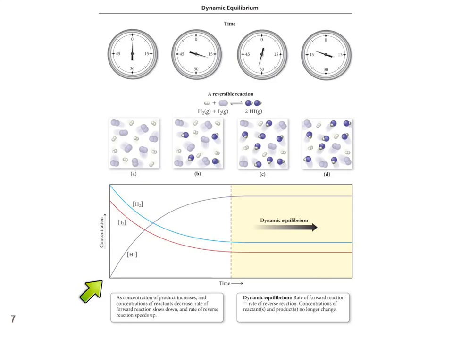So we have no product. And here is a graph showing concentration on the y-axis and time on the x-axis. So initially we have a concentration of hydrogen and a concentration of iodine, and we have 0 HI.